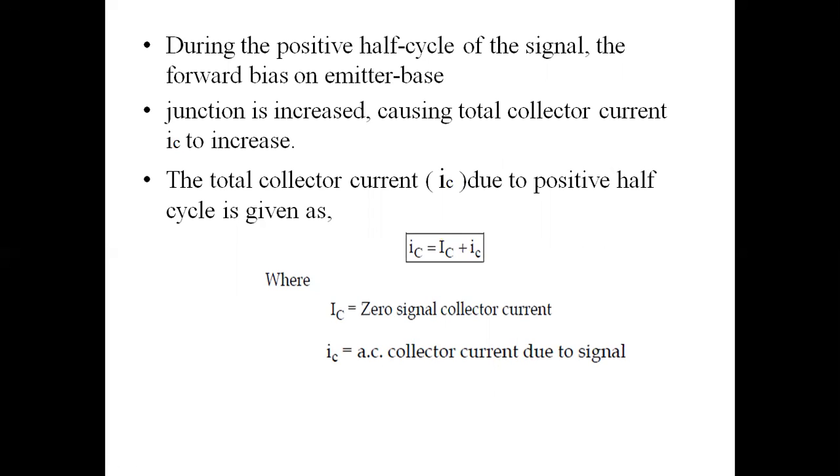So first, during positive half cycle of the input signal, the forward bias on the emitter base junction is increased, causing total collector current IC to increase. The total collector current IC due to positive cycle is given as IC equals IC plus ic. So if you observe the terminology here, this capital IC represents the zero signal collector current and small ic will represent the AC collector current due to signal.